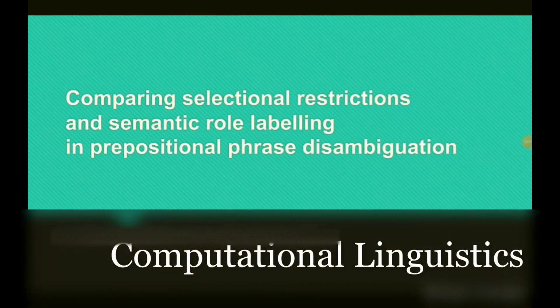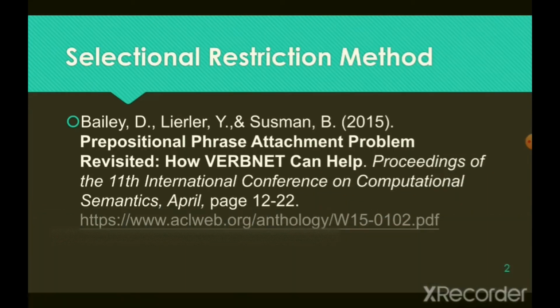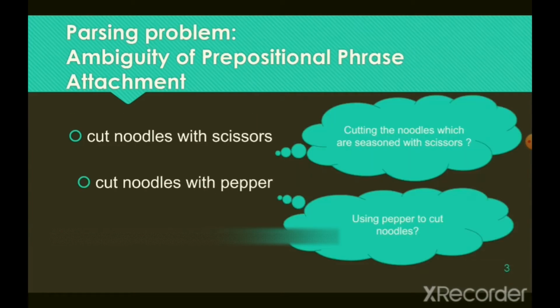My presentation is about comparing two methods, selectional restrictions and semantic role labeling, in prepositional phrase disambiguation. So I will talk about selectional restrictions first. And we can see the parsing problem with the example here.